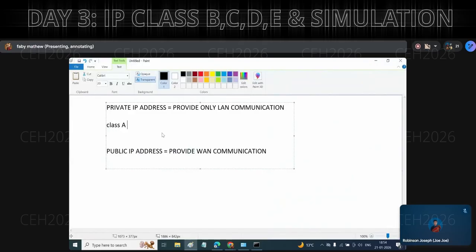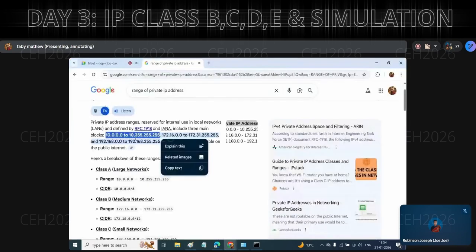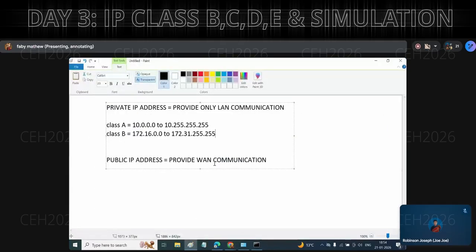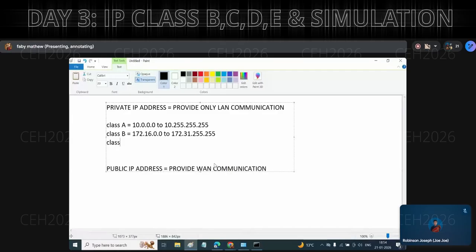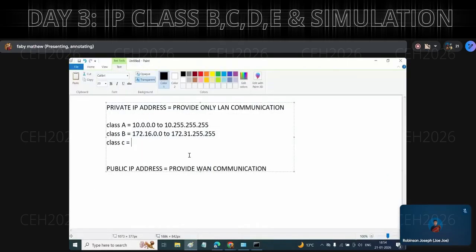In class A, it provides the range between this one. In class B, it provides the range between this. In class C, I'm telling you what this range is actually showing to us, what it is actually telling us. In class A, these are the private IP address range.